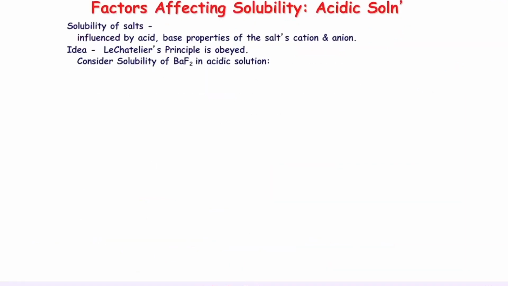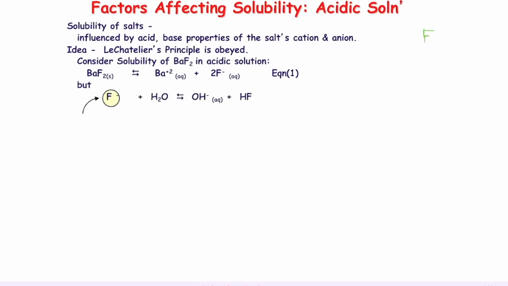Okay, so let me switch gears here and talk to you about factors that affect solubility. It has to do with Le Chatelier's principle. Let's say we have barium fluoride. Again, that's a salt. You might not think about barium fluoride in terms of acid-base chemistry, but you have to remember fluoride is the conjugate base of HF, and HF is a weak acid.